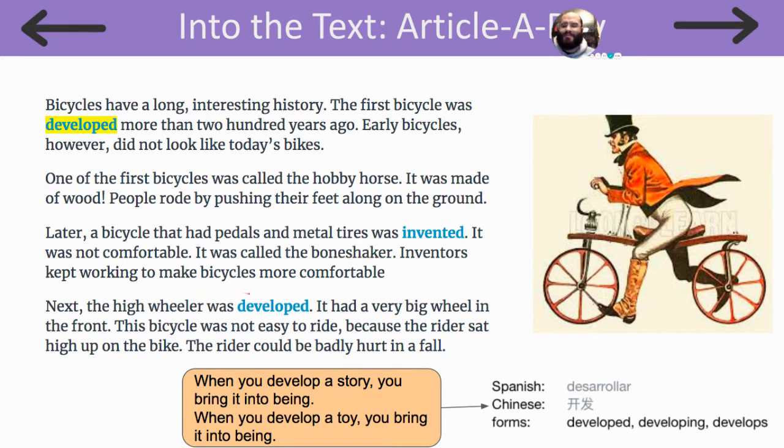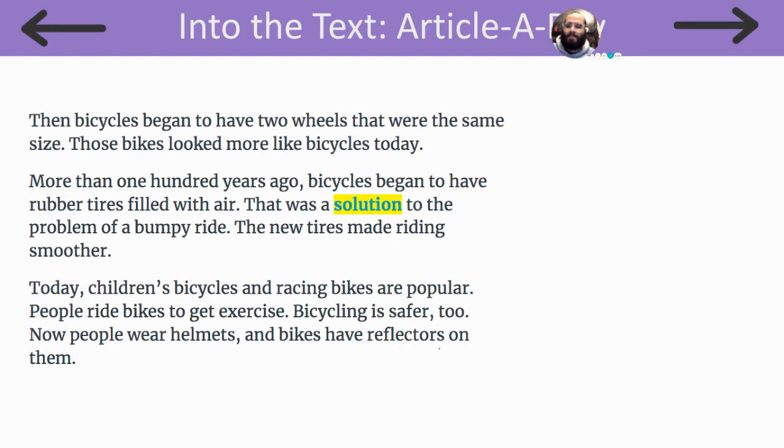Inventors kept working to make bicycles more comfortable. Next, the high wheeler was developed. It had a very big wheel in the front. This bicycle was not easy to ride because the rider sat high up on the bike. The rider could be badly hurt in a fall. I remember the big wheel bikes from the video. Then bicycles began to have two wheels that were the same size. Those bikes looked more like bicycles today.